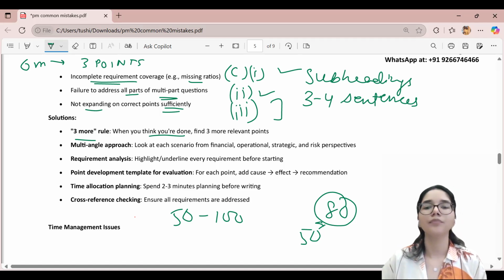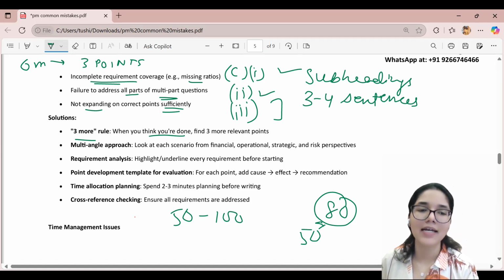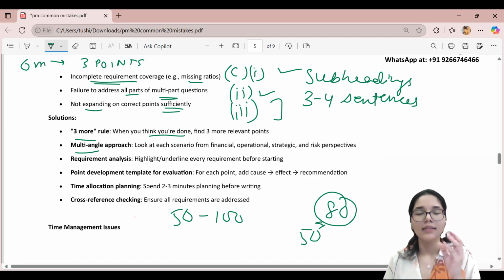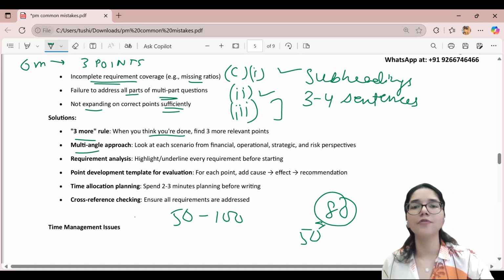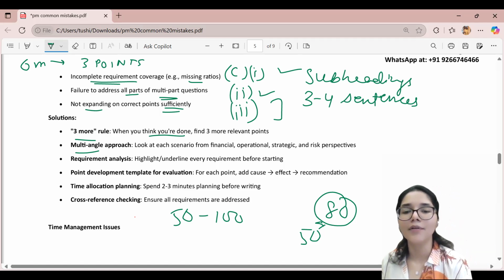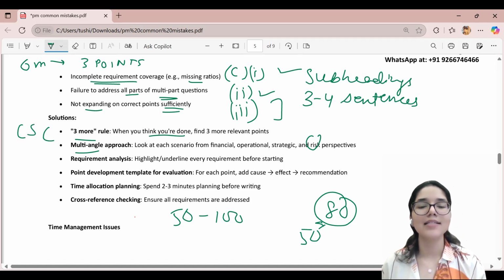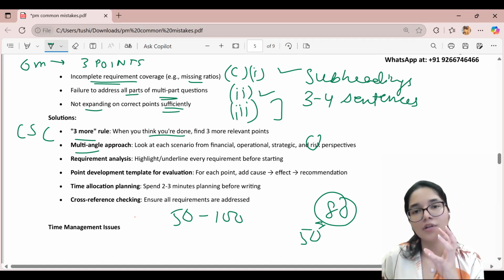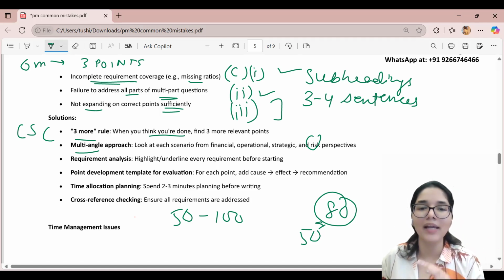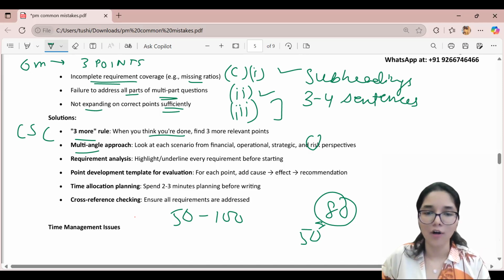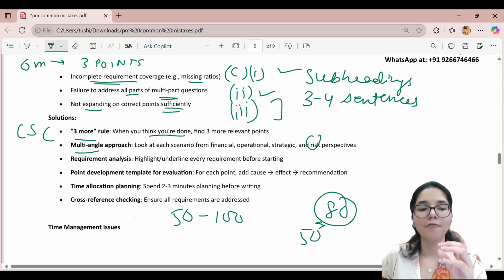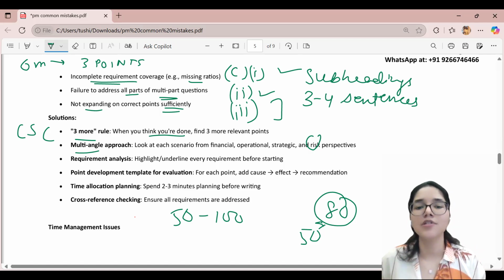Another thing which we have already discussed is to try to use a multi-angle approach. Think of things from all perspectives: from a financial perspective, from an operational perspective, from what it will mean in the long term for the business, the strategy of the business. Think about the risk also. Yesterday itself, we were doing a question on the CSC company, where this company had entered into a contract and was thinking of breaching it. We were asked whether this company should go ahead and breach this contract or not. That is when you take this multi-angle approach.